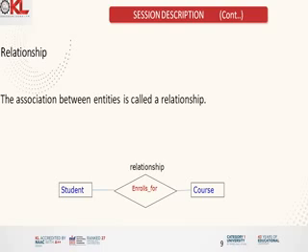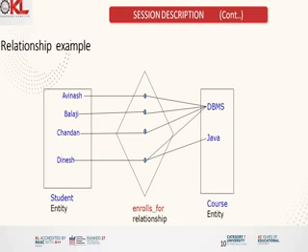Here, whatever is represented with the diamond symbol is a relationship. In this example, student is an entity and course is an entity. Here enrolls for is a relationship, which joins two different entities. In a relationship we have to mention what relationship these two entities carry. Next relationship example: here I have taken a student and a course, and enrolls is the relationship. There are multiple students who are going to register for either of two courses, DBMS or Java.